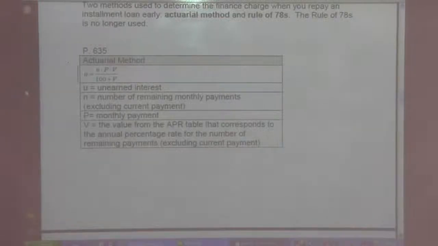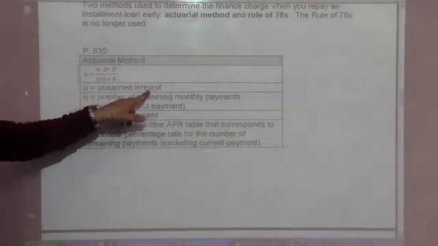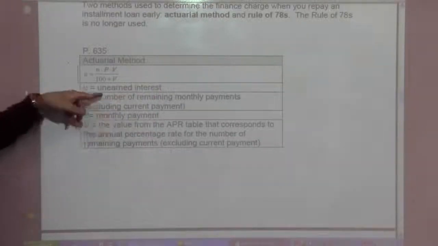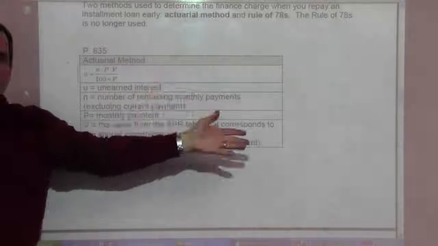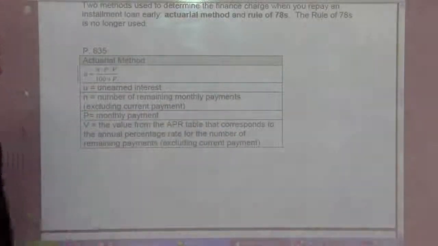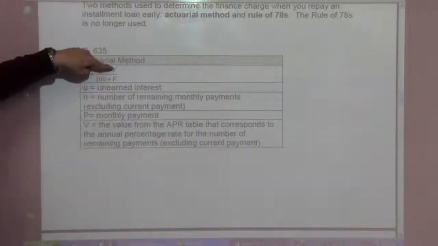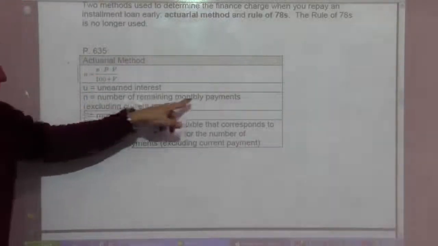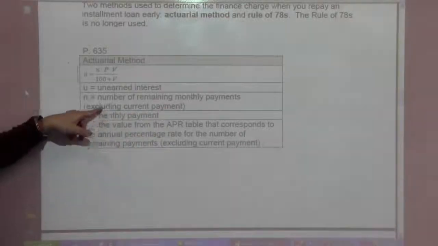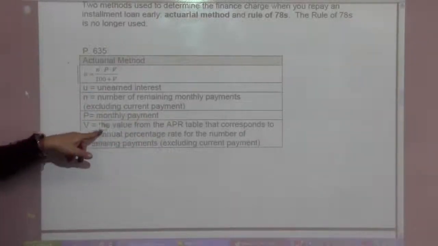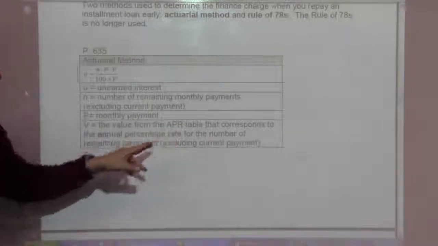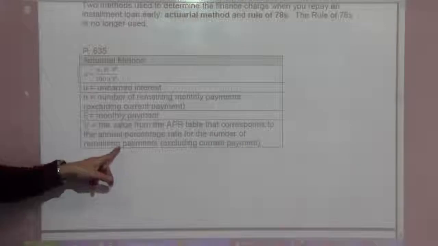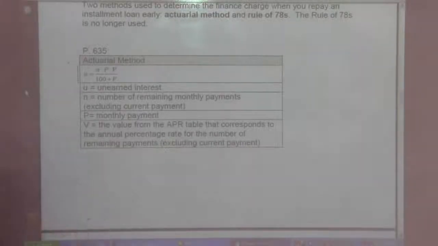The formula is U, which is the unearned interest. You have to find out what the unearned interest is, so someone's not going to have to pay interest on the whole thing. It's not like you just add up all the payments. You want to know what the balance is. U equals N times P times V over 100 plus V. N is the number of remaining monthly payments, excluding the current payment. P is the monthly payment. V is the value from the APR table that corresponds to the annual percentage rate for the number of remaining payments, not the original number, the number of remaining payments excluding the current payment.